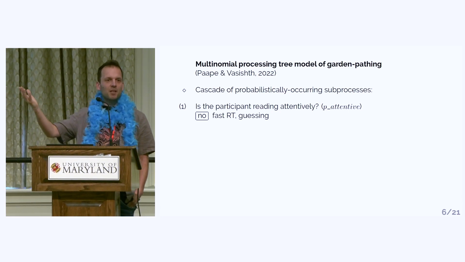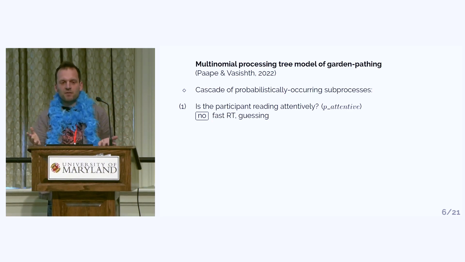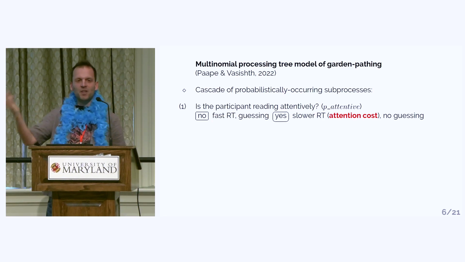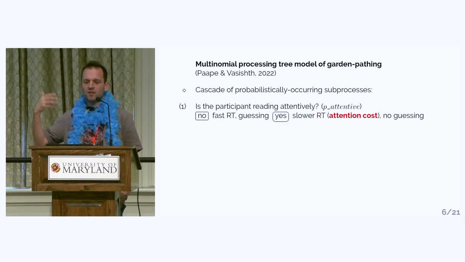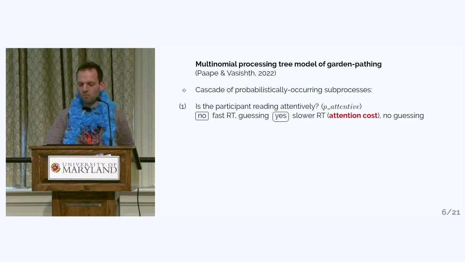So if the person is not paying attention in a given trial, they'll, by assumption, have a relatively fast RT, but if we then ask them something about the sentence, even like, is the sentence good or not, they will probably just guess, right? If they are being attentive, they'll probably have a little bit slower RT, right? They're paying attention cost, and they will not guess, because they have been paying attention.